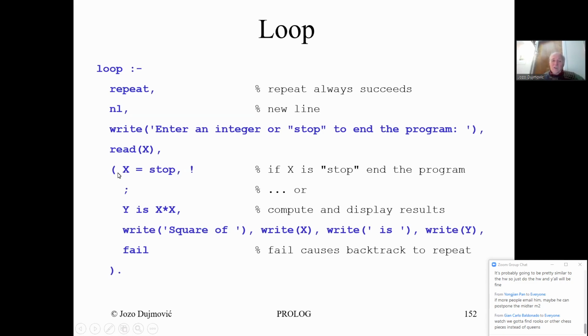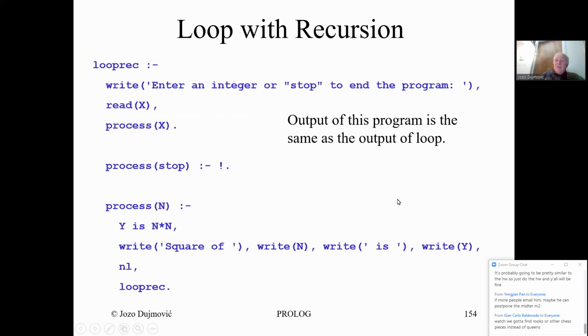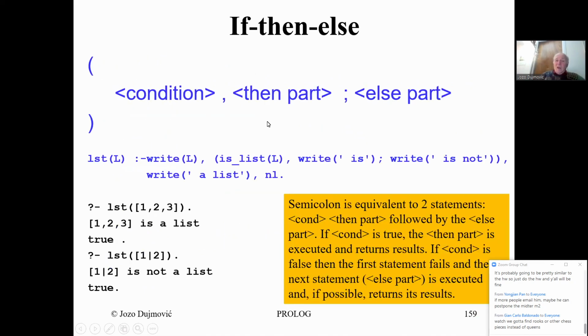Now, this pair of parentheses and this semicolon are equivalent to an if-then-else statement. So if you have parentheses and a condition, this condition can be satisfied or not satisfied. And then you have, after that, the then part.